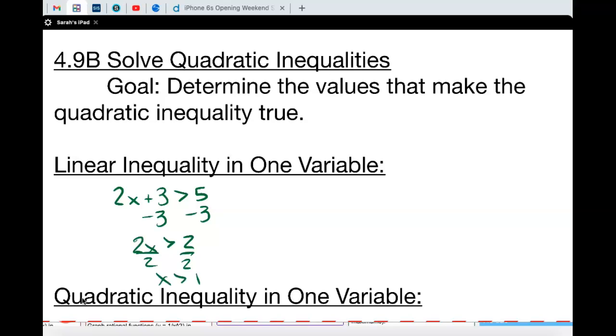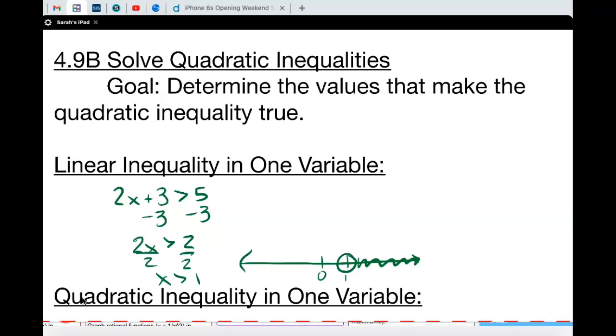Most of the time, to get our solution when solving these, we were graphing on a number line. Then you circle or dot. Since this one's greater than, do I know the circle or dot? It should be a circle. I'm not including 1, so I don't want to shade it in. And then am I shading the left side or the right side of the line? Right side. So this is linear. Done this before.